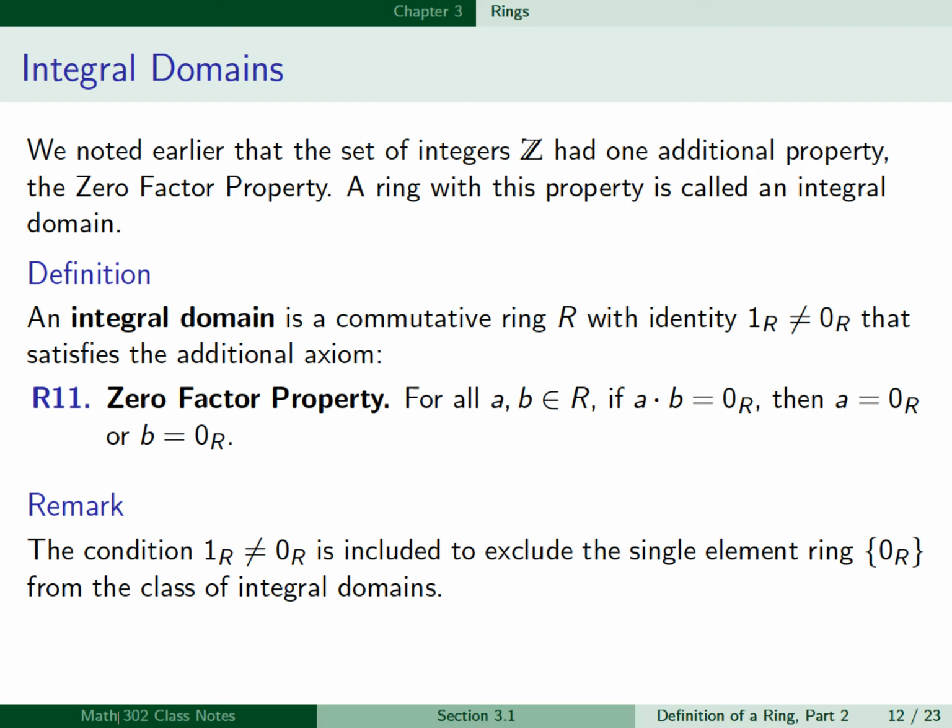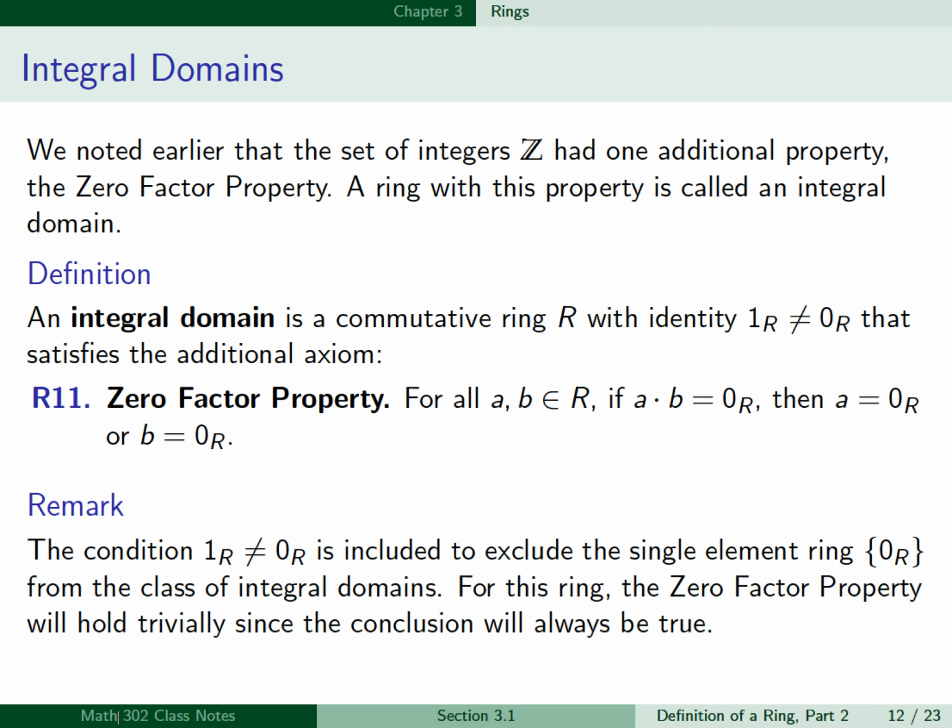Now the condition 1 sub R not equal to 0 sub R is included in our definition to exclude the single element ring consisting of just the additive identity 0 sub R from the class of integral domains. This was the example done earlier in the section. For this ring, the zero factor property will hold trivially since the conclusion will always be true. So if the ring only contains the zero element, then obviously the conclusion in the zero factor property will be true. So we just want to exclude this specific ring from the class of integral domains, and so we include that condition that the multiplicative identity 1 sub R is not equal to the additive identity 0 sub R.